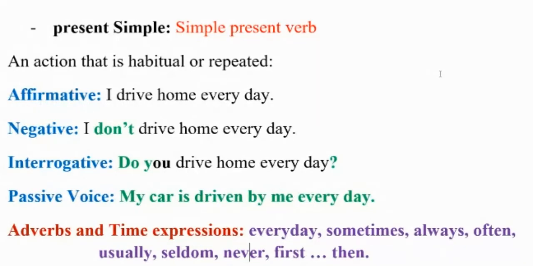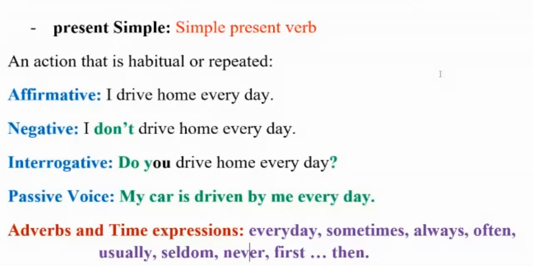In the negative form, because we have the verb drive. Of course, if the subject is he or she, we say she drives or he drives. If we have I or you or we, we say we drive, I drive. So when I want to negate this action, I use don't. I don't drive home every day. But if I use she drives, how can I negate she drives? Can anyone answer?